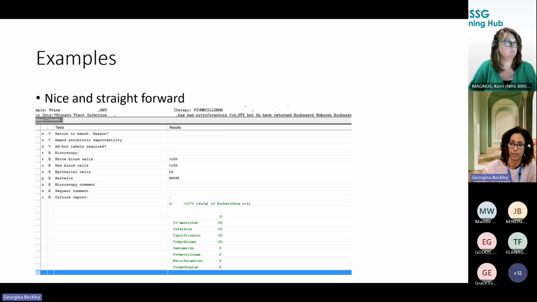They had nitrofurantoin for a UTI, but symptoms have returned. So really useful clinical details for myself and my colleagues to review. This urine sample was sensitive to the nitrofurantoin they were on and the pivmecillinam that they're now on. We've got gentamicin just in case things come into hospital. That's good to go. That would go straight out.